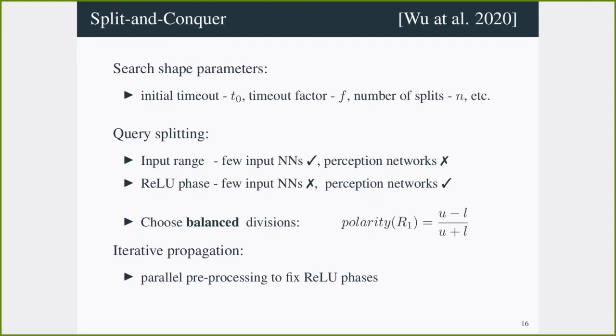Finally, to avoid repeated preprocessing for each subquery, we use iterative propagation. It guesses a phase for individual ReLUs, and if the query quickly returns unsat, then the ReLU can be fixed to the opposite phase. It is a parallelizable, effort-limited preprocessing step, which can fix up to 20% of ReLUs using interval propagation only in practice.